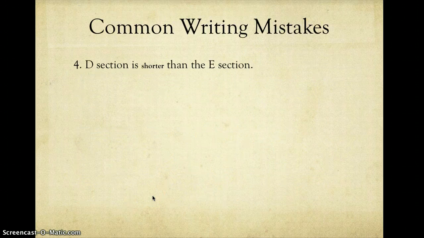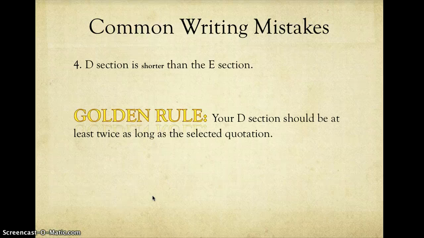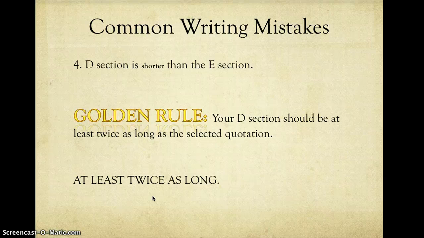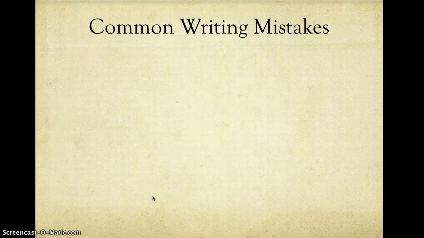Okay. Another one has to do with the D section. And the issue that we're having with the D sections is that sometimes your D sections are shorter than the E section. And that should never happen. The golden rule for D sections is that they should be at least twice as long as the selected quotation, at least twice as long as the E section, right? At least twice as long. Maybe longer, but at least twice as long.